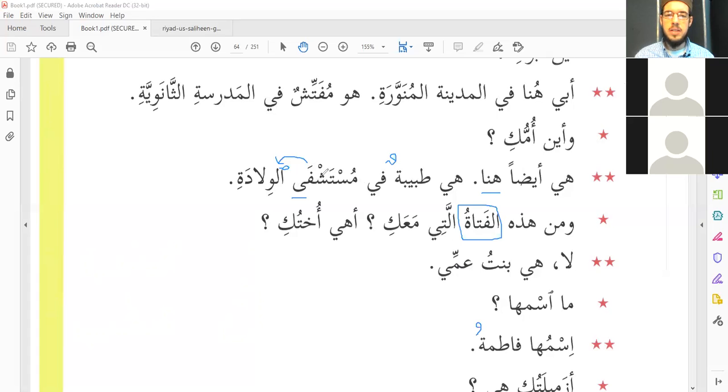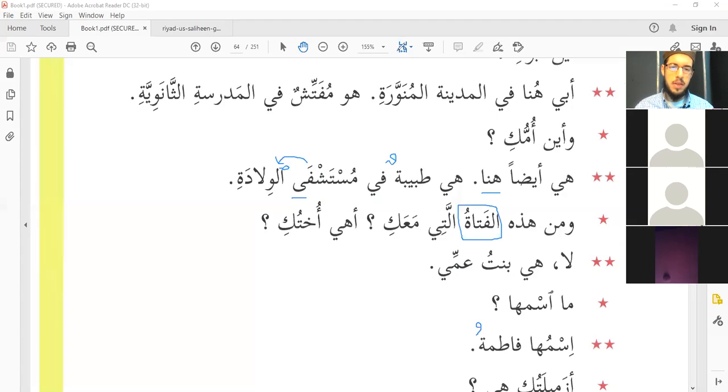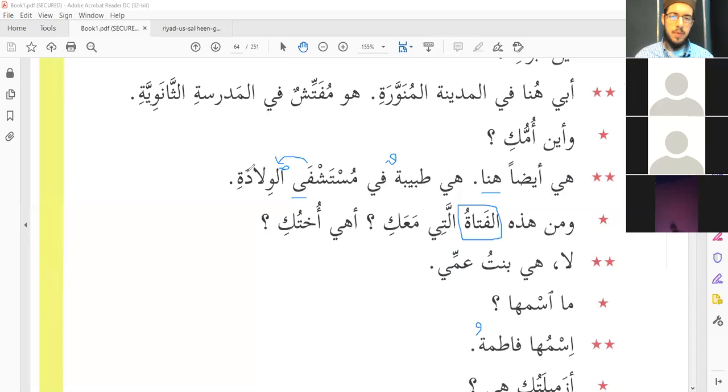I want someone to try to answer a grammatical question about this. What's the relationship between these two words, mustashfa and al-wilada? Are we looking at sifa mawsuf? Are we looking at mudaf mudaf ilayh? Are we looking at mubtada khabar? Are we looking at preposition and prepositional phrase, jar and majrur? And how can we tell?